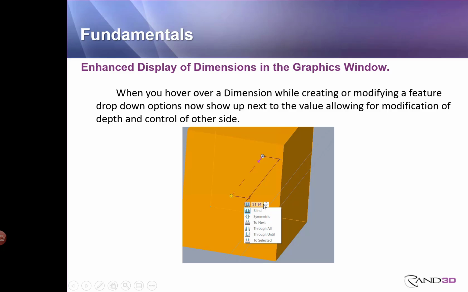elements I'm dealing with. Before, in older versions, you had to right click on the little dot at the end of the extrusion to be able to get that to show up. And it's not just for extrusion, it can happen in the revolve command or any other command where you're defining a depth or an angle.